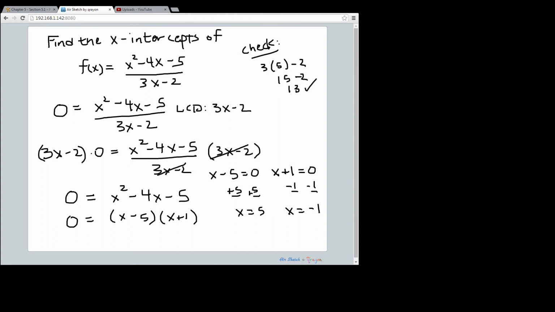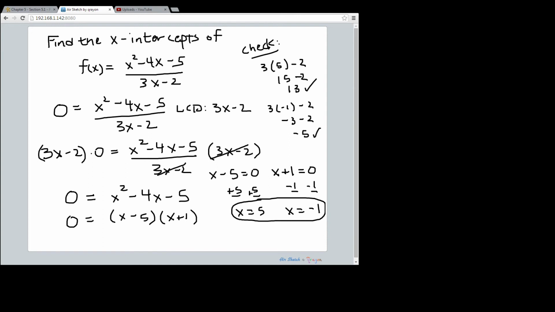And then checking negative 1. If I put a negative 1 back in, I get negative 3 minus 2, which is negative 5. So that's okay. And here, the check, you're just trying to make sure that you don't get 0 when you do that, right? If you get 0 here, then what you would have to do is throw the solution out. But here, both of these are okay, so the two x-intercepts of this function are 5 and negative 1.